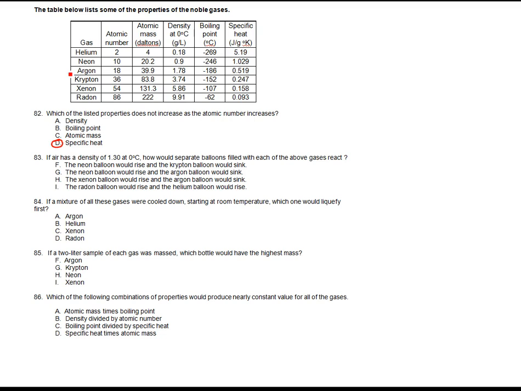All right, 83 sounds complicated, but it's not too bad. If air has a density of 1.3, how would you separate balloons filled with each of the above gases? All right, so here we have F, G, H, and I. We just need to read it. F says the neon balloon would rise and the krypton balloon would sink. All right, remember, anything less than 1.30 will go up or rise. Okay? More than 1.3 will go down or sink.